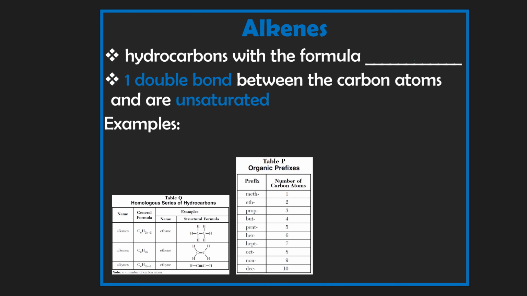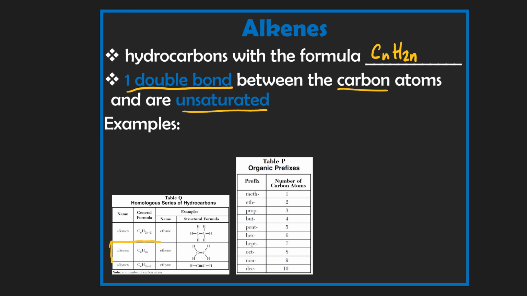In this lesson, we're going to learn about alkenes and alkynes. Alkenes are hydrocarbons with the formula CnH2n. Alkenes are compounds that have one double bond between the carbon atoms, and they are unsaturated organic compounds. An example of this is seen in your reference table on Table Q.